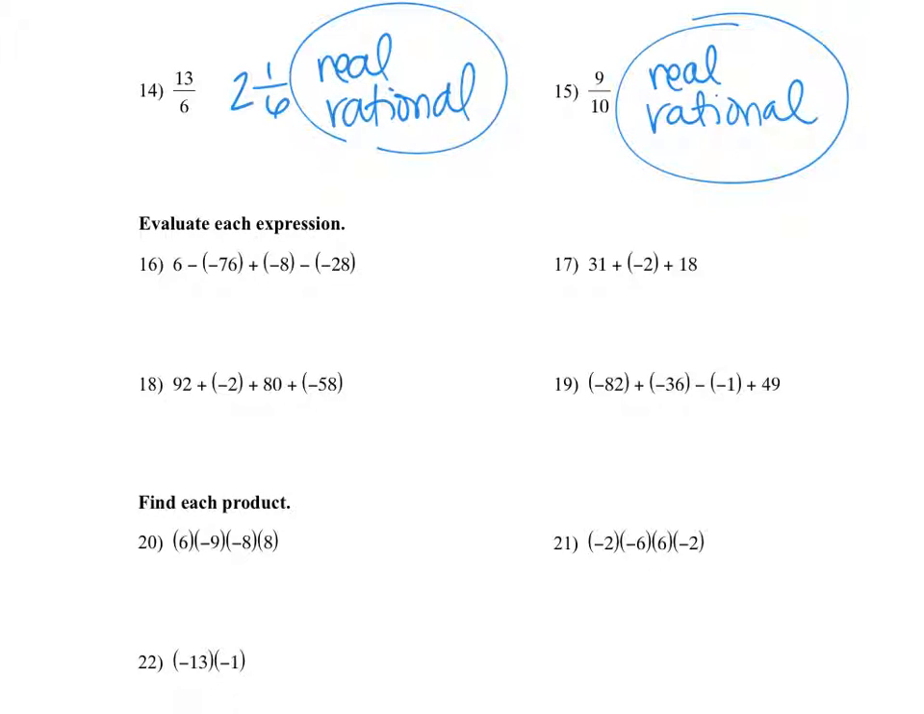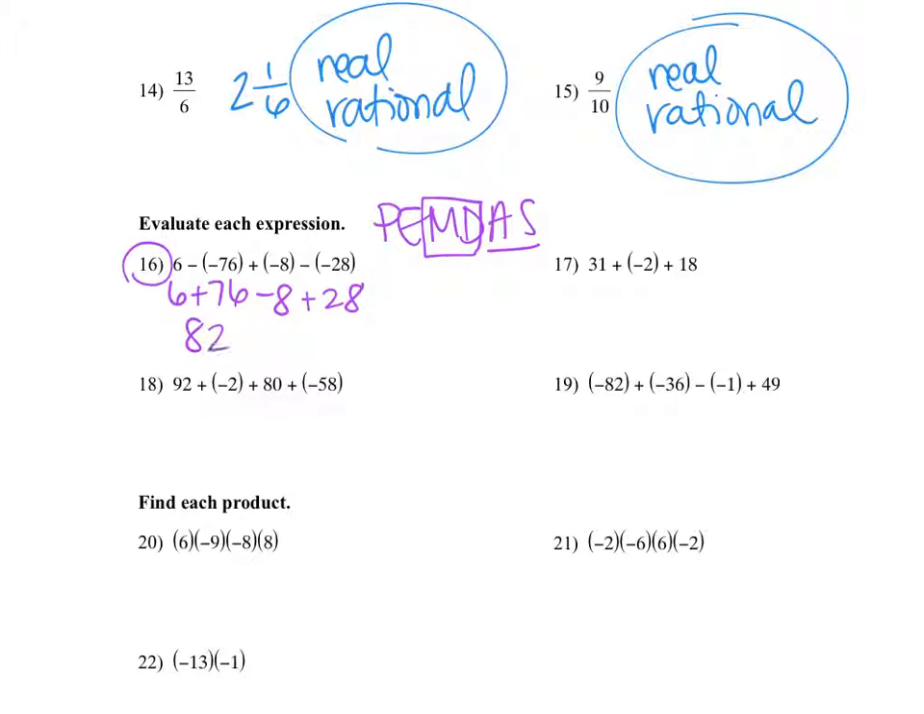Okay, more on order of operations. So again, I'm going to write PEMDAS here, just so that we are aware. Okay, so 6 plus 76, which is number 16, minus 8 plus 28. And again, reading from left to right. So I get 82 minus 8 plus 28.